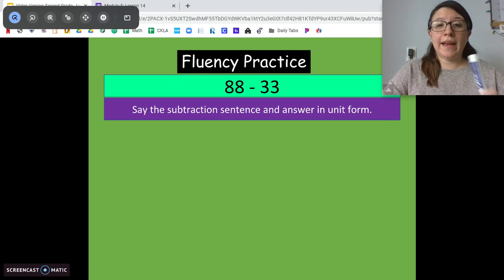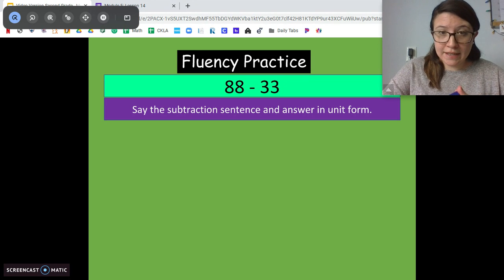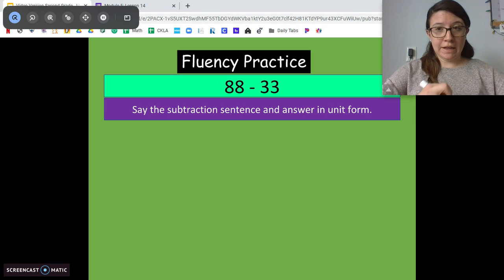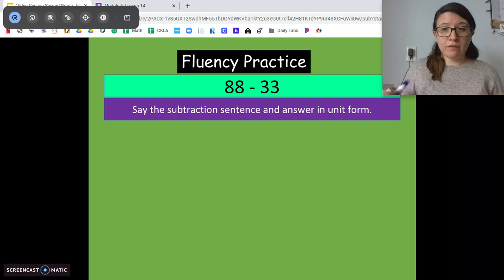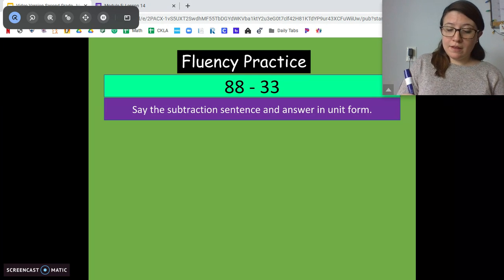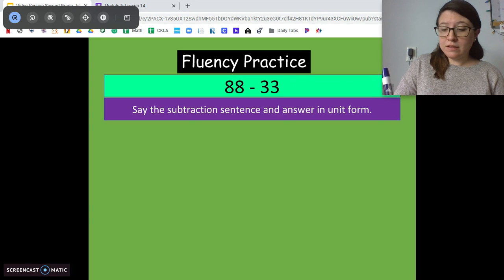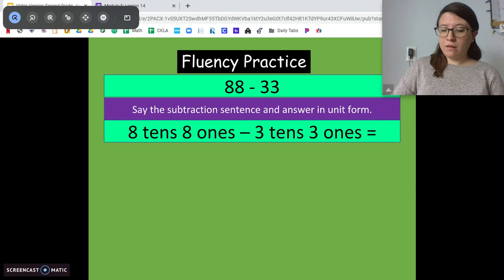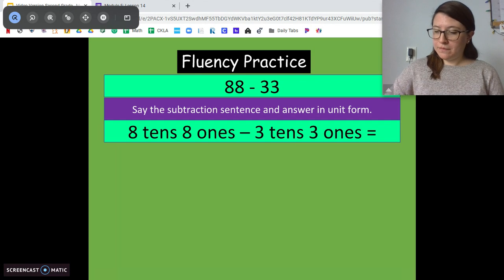Good. So let's start with 88. It's going to be 8 tens, 8 ones, minus 33 is 3 tens, 3 ones. Okay, now what we need to do is subtract our tens and our ones.